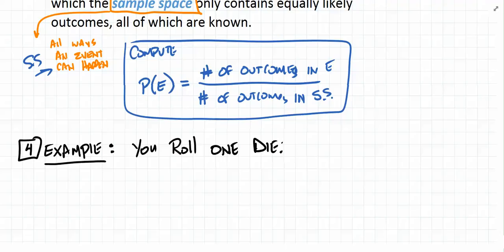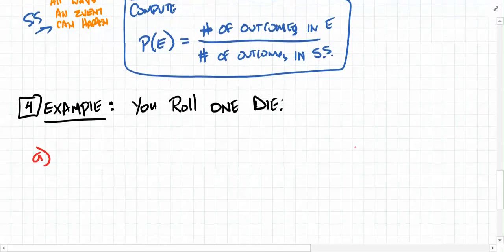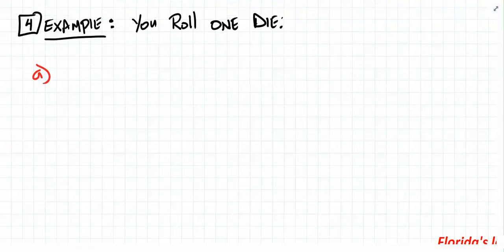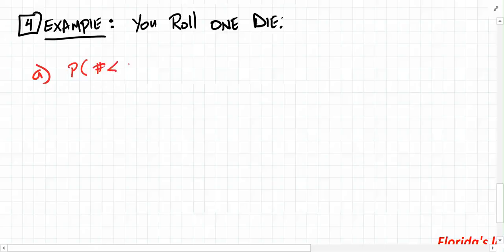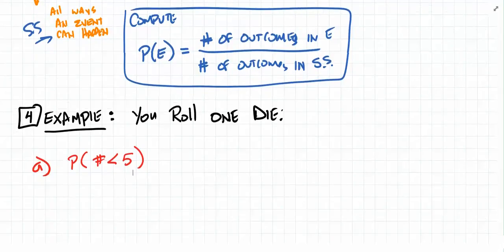Alright, so let's do an example together of a theoretical probability problem. You're going to roll one die. Alright? And they would like us to compute the probability of getting a number less than 5. This is a pretty straightforward, simple example, but I really want to harp on the definition that we're going to use to get it. So the definition says the number of outcomes in my event, or the number of ways I could get E, divided by the total number in my sample space.